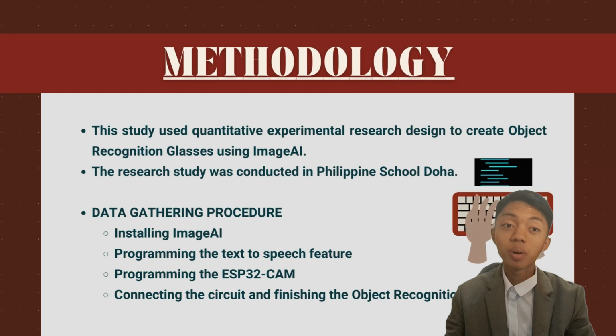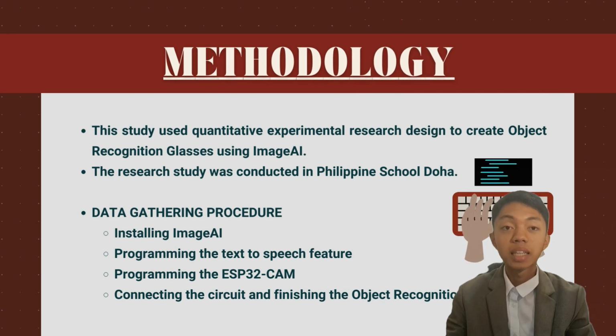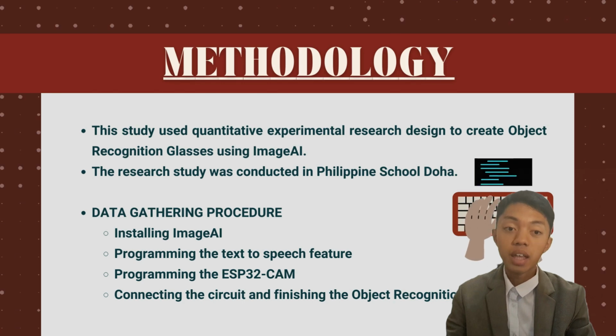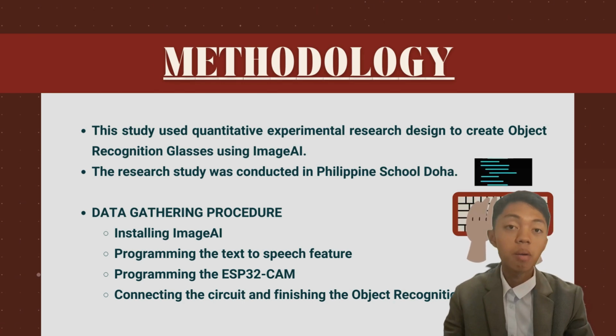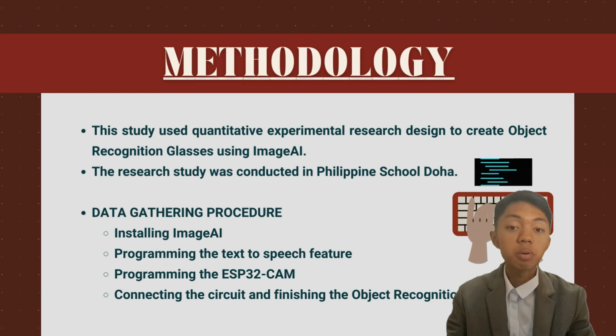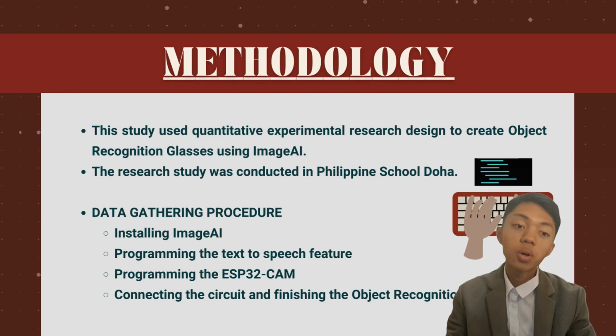So how did we get it to work? First, we installed ImageAI, which is responsible for the program's identification of the object. Then, we installed the text-to-speech feature, in which the program speaks the object's name upon recognition. Then, we plugged the ESP32 camera to the ESP programmer. We programmed it using Arduino IDE and made it wireless using the final circuit. Finally, we connected it to the glass frame, finishing the product.